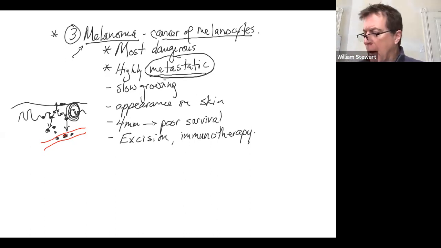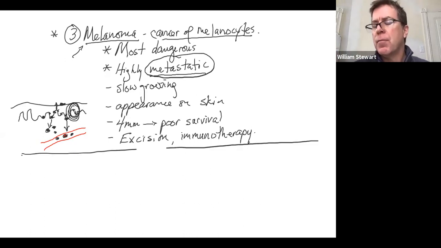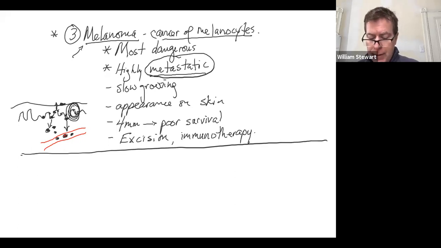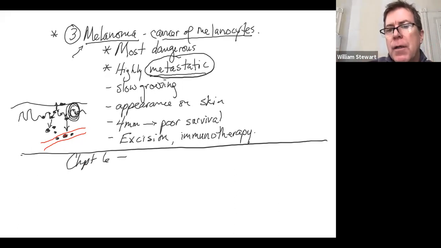All right, now we're off of the integument. I'm going to try to finish up some topics in chapter 6, which is bones and skeletal system. So we're totally switching gears here. I'm going to start off with, I'll just remind you, this is chapter 6 now. Let's define some terms. First one is osteopenia.